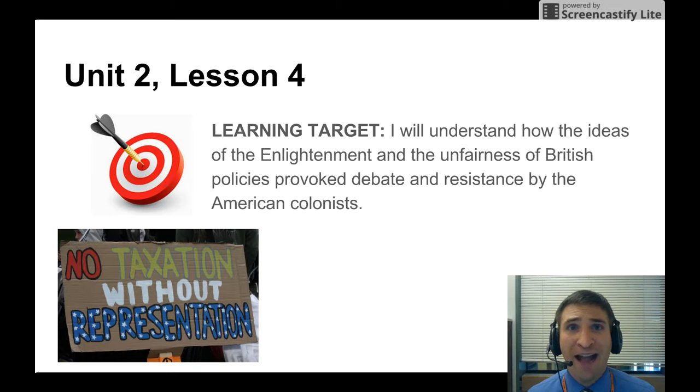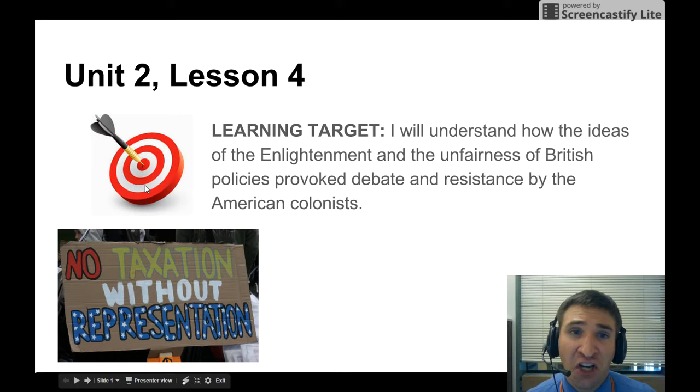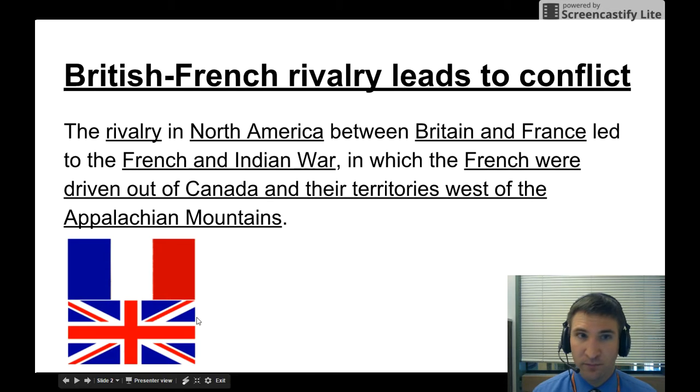Please get out your packets and write the learning target. I will understand how the ideas of the Enlightenment and the unfairness of British policies provoked debate and resistance by the American colonists. Here's a protest poster from the 1700s. No taxation without representation.